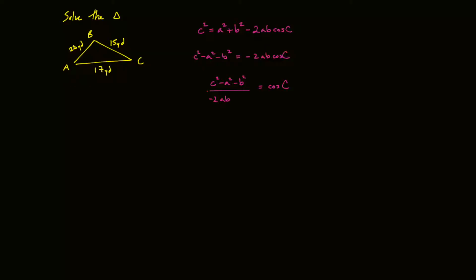The adding of the 2ab to the other side of the equation is typically what I see as an error or misconception of students making, so please be careful with that. And so at this point, I can actually just say, I take the inverse cosine of this whole thing, and then I can just plug in my knowns and actually get a single answer for angle C.